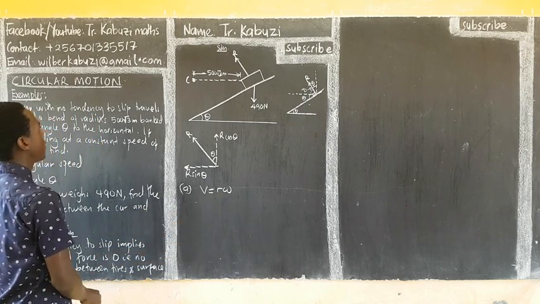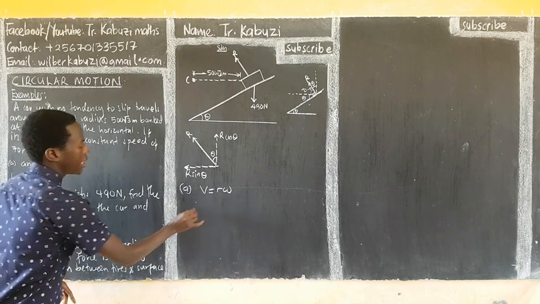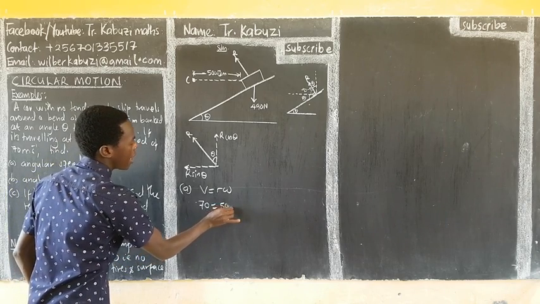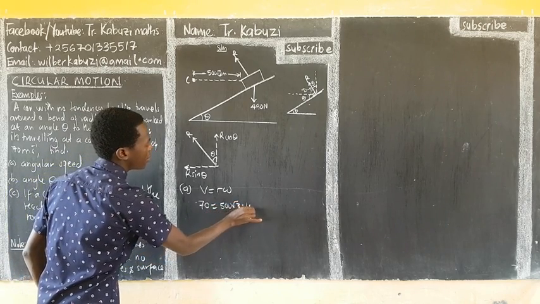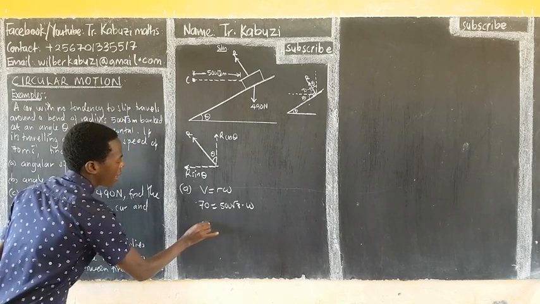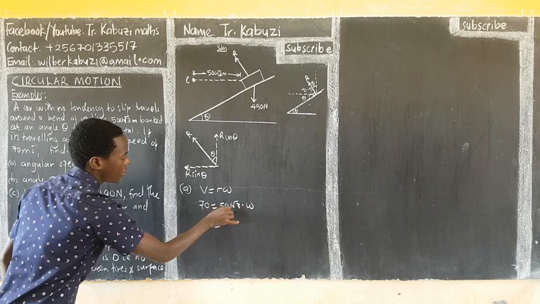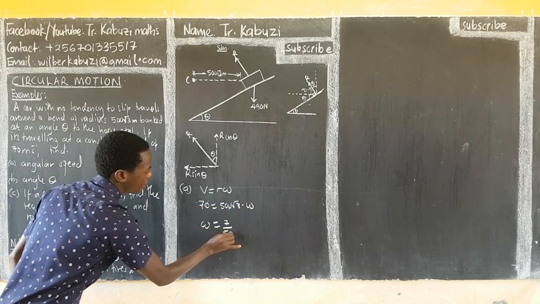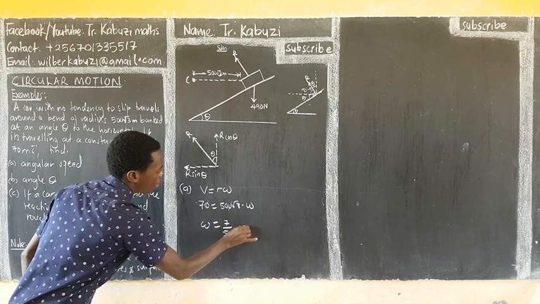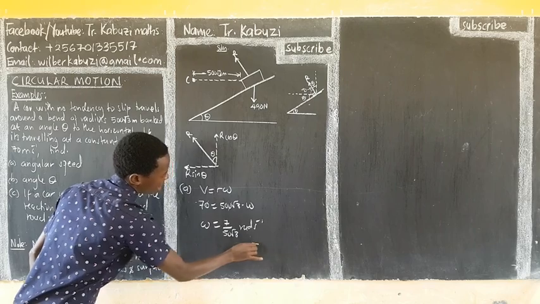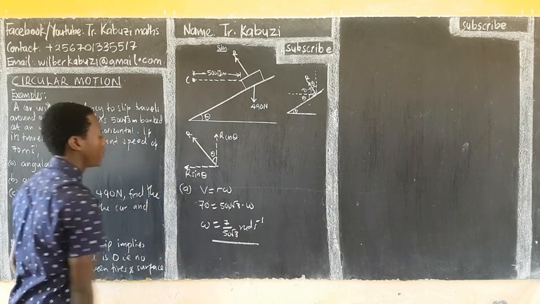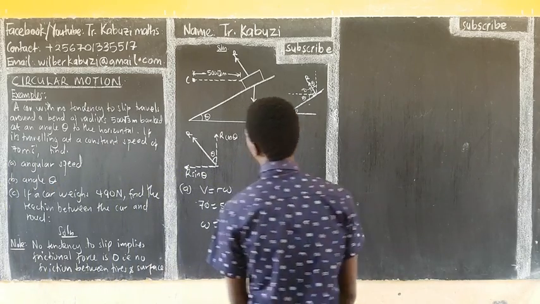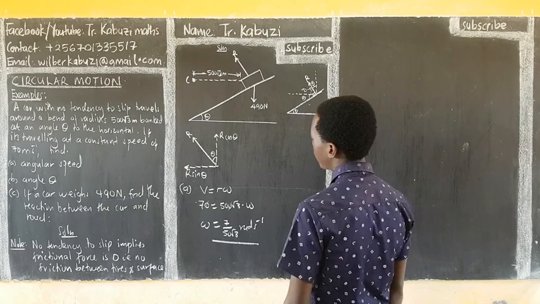So from here the velocity is 70, equal to the radius, which is 500 root 3, times omega. So my omega is going to be, this 0 will cancel, 7 over 50 root 3 rad per second, and that will be done with ease. Angle theta, so how am I going to get angle theta?